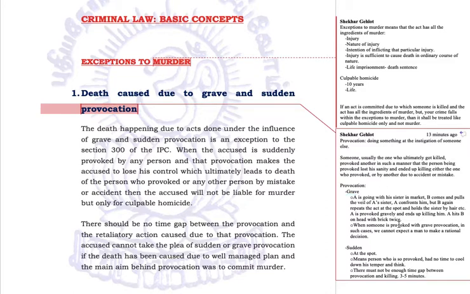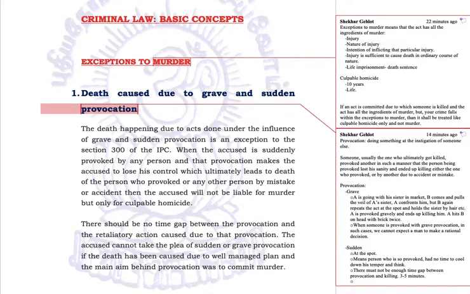There may be a grave provocation, but the provocation is not sudden. For exception, we want a provocation which is grave and at the same time it is sudden. Provocation is grave plus sudden as well. Law says we are giving you an exception only because when you are provoked with a grave provocation, we cannot expect a man to make a rational decision.